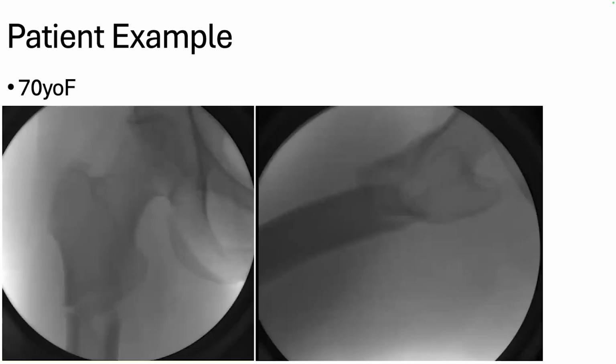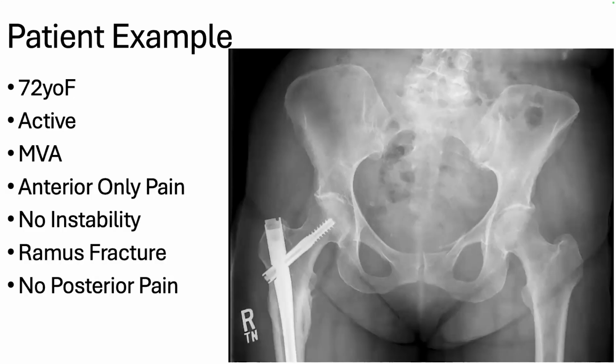This lady fell, unfortunately. You can see she had a common problem. She was seen by a doctor and she had an uneventful cephalomedullary nailing. She had uneventful union, and she made it to 2 years later when she was involved in an automobile accident. She didn't have any pelvic instability, but do you see her left pubic ramus fracture? She's very active. She's a retired nurse.